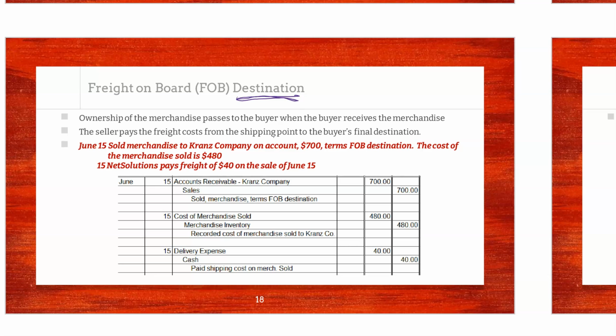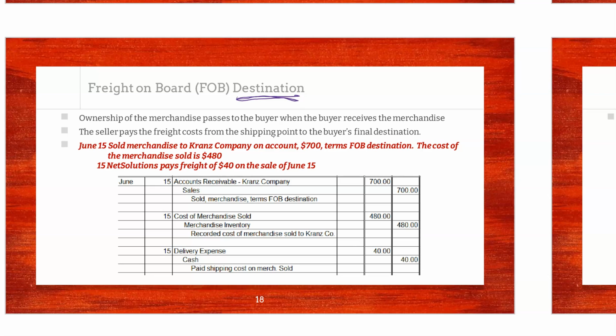Okay, so when we talk freight on board destination, June 15th, sold merchandise to Cran's Company on account, $700, terms FOB destination. The cost of the merchandise sold is $480. Now, when we're looking at this transaction, we're looking as the seller of merchandise, okay? We're not the buyer, all right? In the previous transaction, we were the buyer of the merchandise. In this transaction, we're the seller, okay?